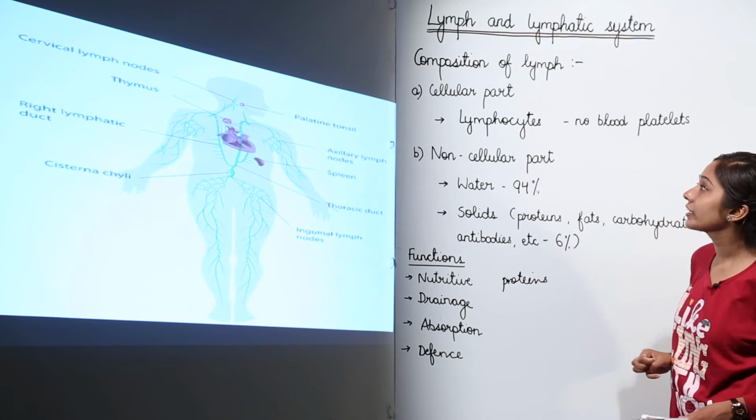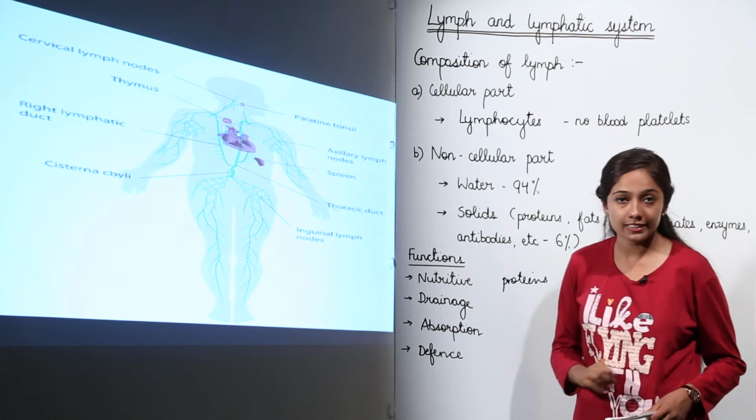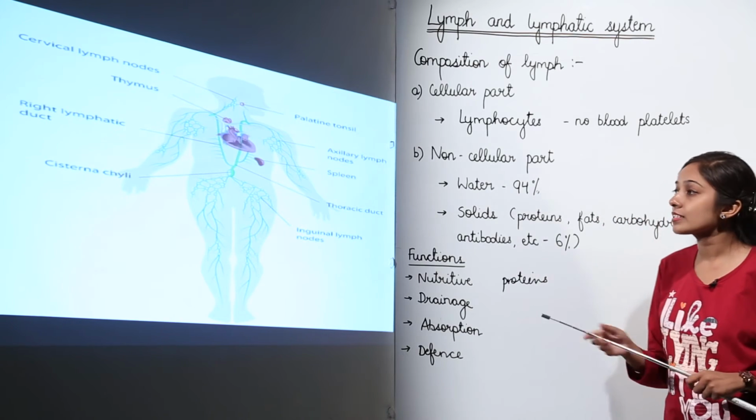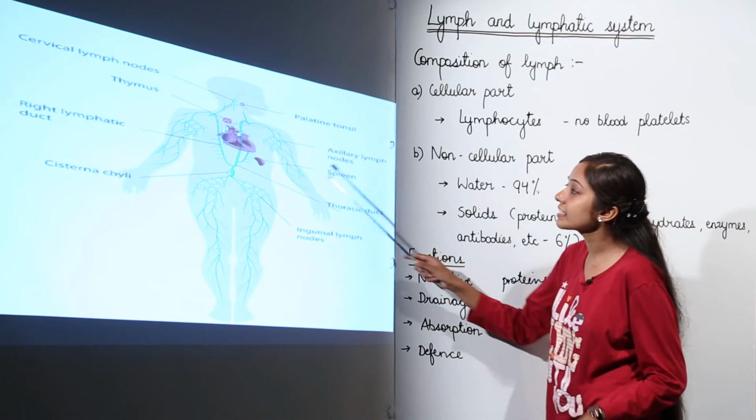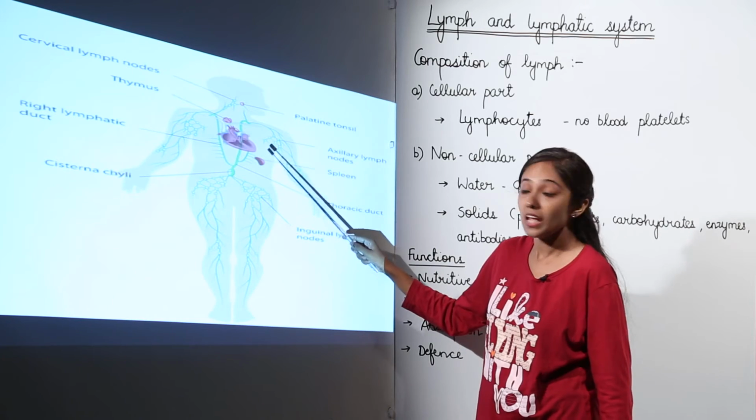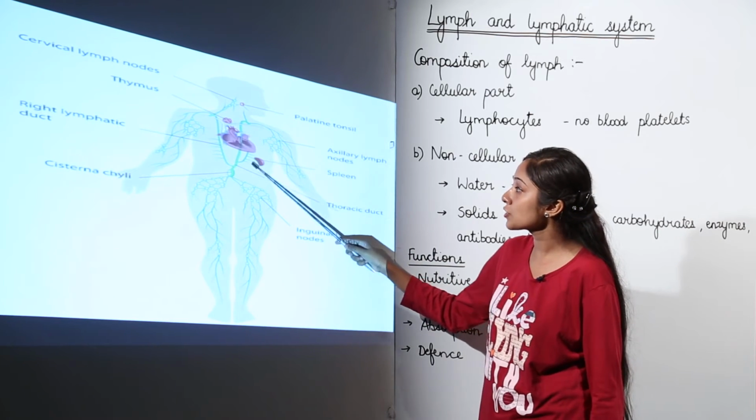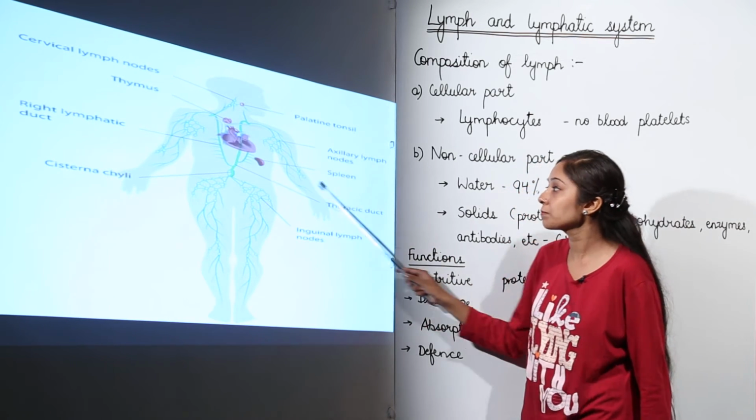Now, there are many organs that form part of this lymphatic system. Out of those many organs, one of the most important organs is the spleen. It is located in the abdomen behind the stomach, right. So, this is the spleen. This is the organ which is the spleen.